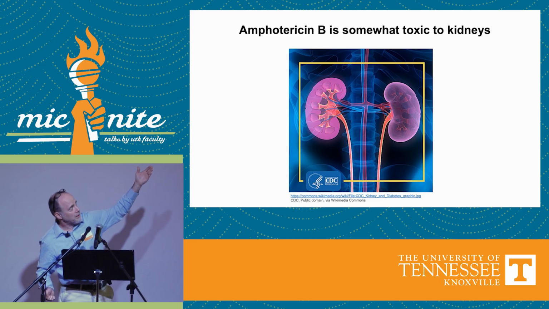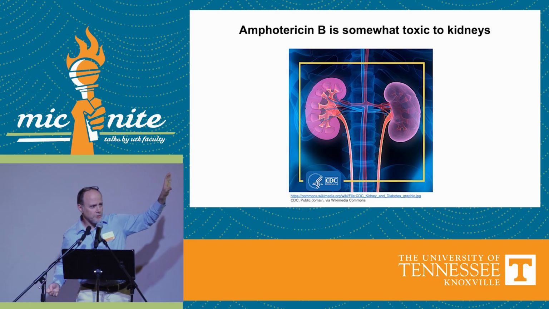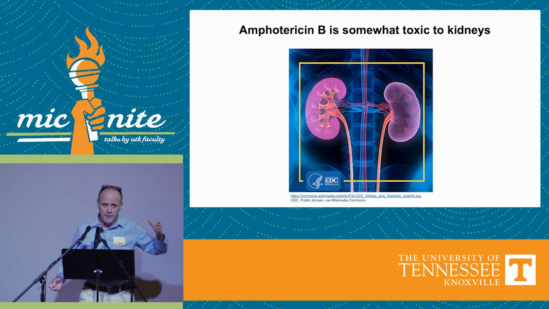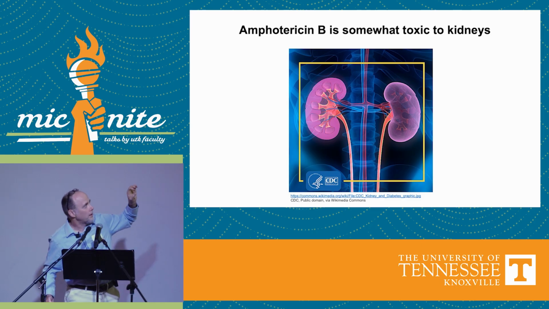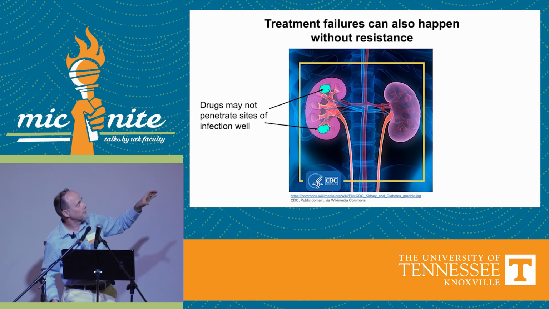Now, amphotericin B is not generally involved in resistance, but the drug itself is somewhat toxic. It's actually more so in adults. It doesn't seem to have as big of an effect in children, but it's nephrotoxic, damages the kidneys, hence the nickname amphoterrible. And so the use of this drug is a little bit limited.